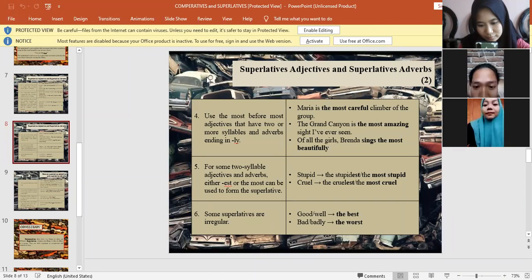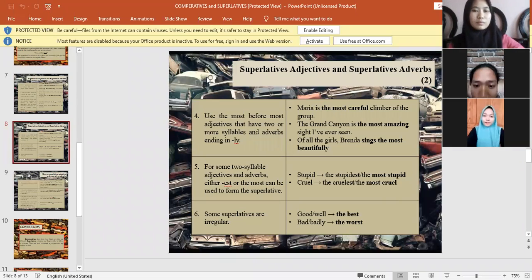Five, for some two-syllable adjectives and adverbs, either est or the most can be used to form the superlative. For example, stupid becomes the stupidest, the most stupid. Cruel becomes the cruelest, the most cruel. Some superlatives are irregular. For example, good becomes the best, badly becomes the worst.